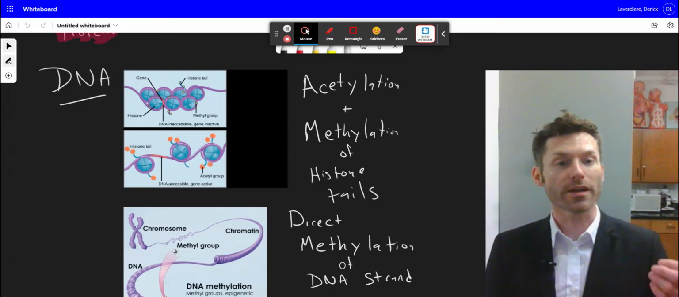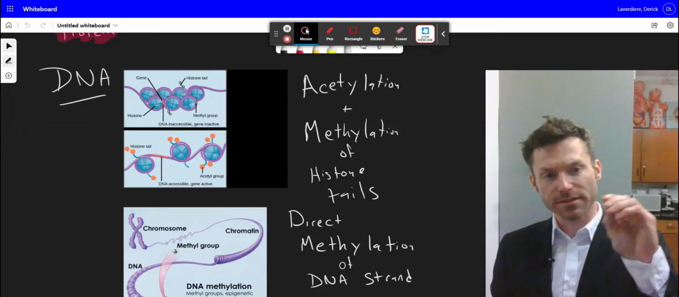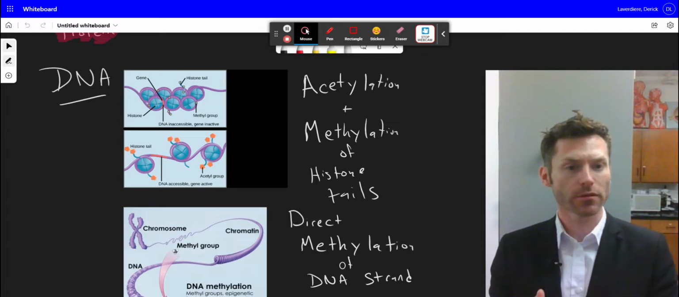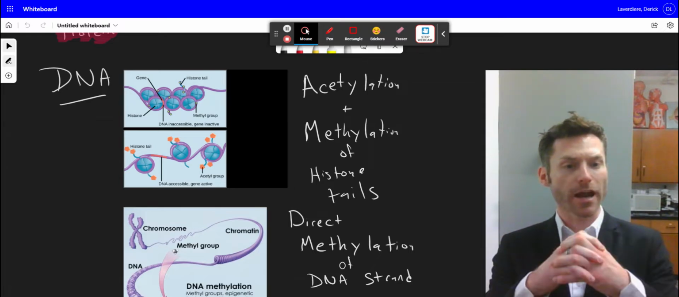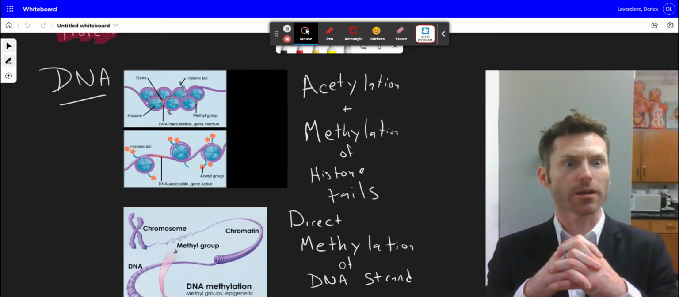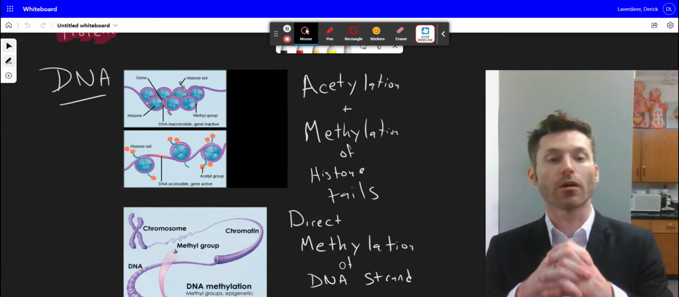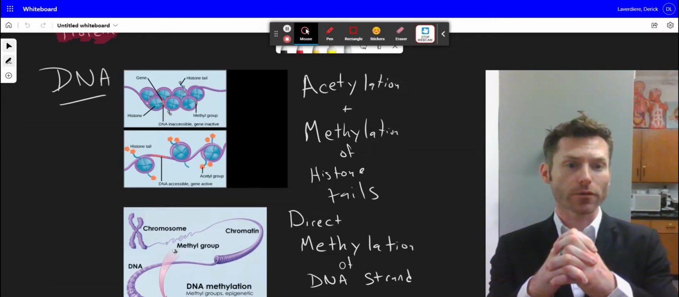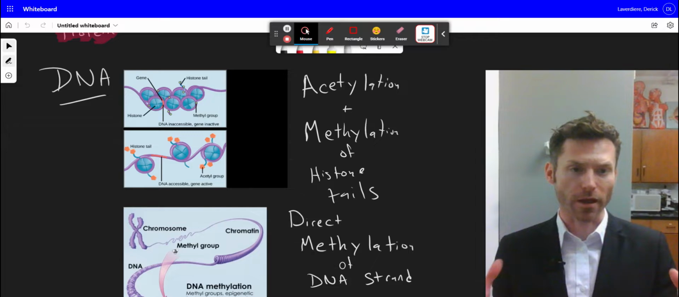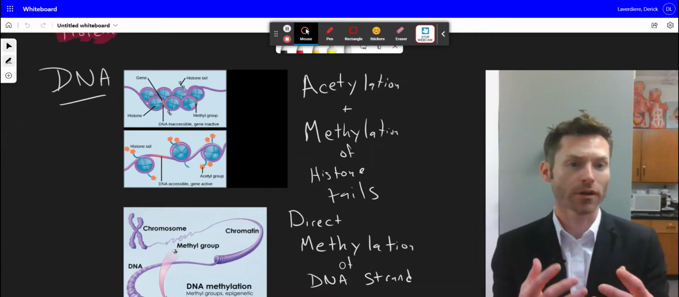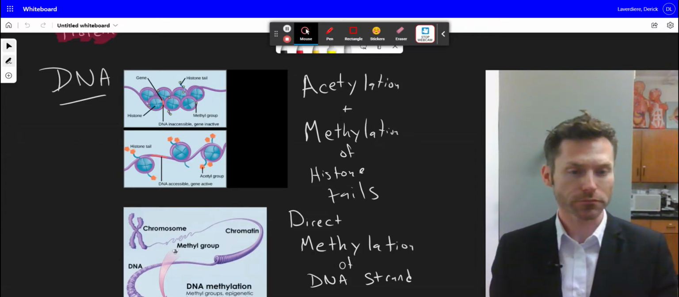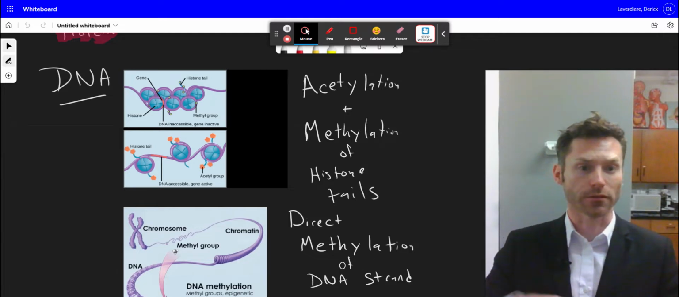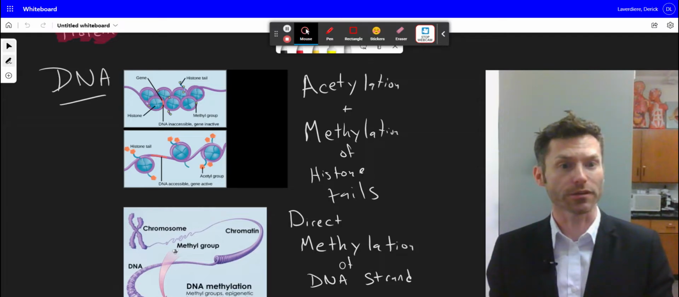Whereas methylation, if I take a methyl and stick it on that tail, is going to tighten the DNA around the histone. So the RNA polymerase now cannot access that strand of DNA. Effectively, if I methylate my histone tail, I'm going to be shutting off some of the genes near that histone. And these are very temporary modifications. It's very easy to pluck those acetyls and those methyls off of those tails.